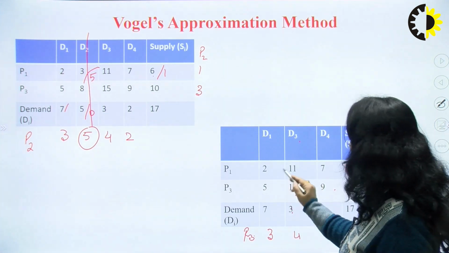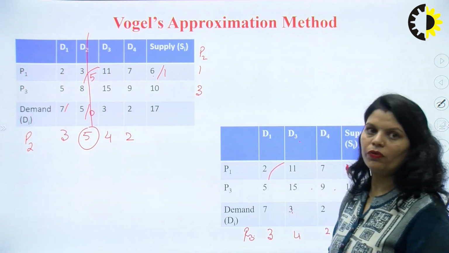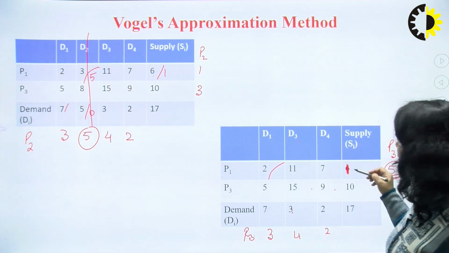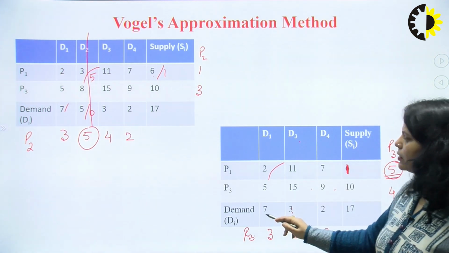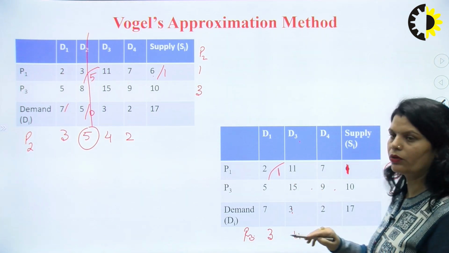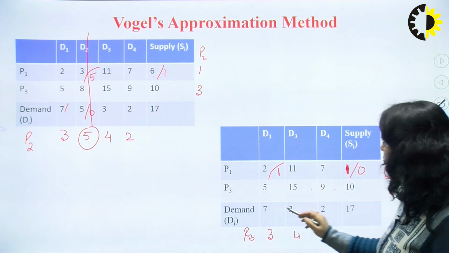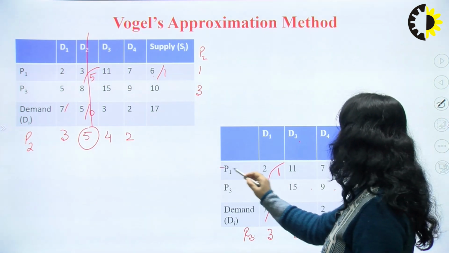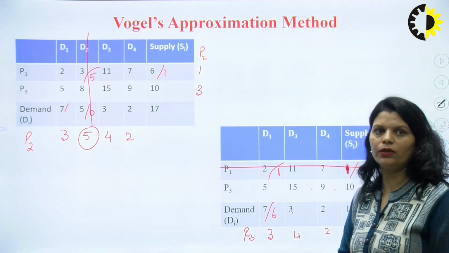So here the minimum cost is this. So we will provide the allocation here. We can see here the supply is of 1, but the demand is of 7. But we can satisfy the demand of 1 only. So this will become 0, it will become 6. Now we will not consider this for the further case.